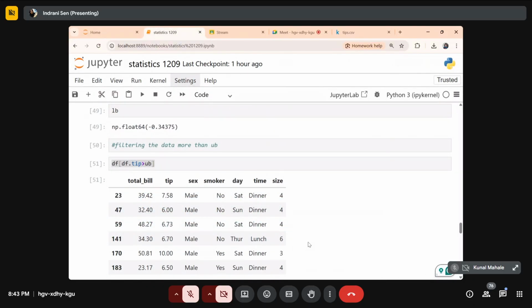But the problem with this is that you are going to remove a lot of data. So we are losing data. We are losing a lot of patterns. It's possible that it contains some information. Just for the tip, I am removing the other data also, all the other records.